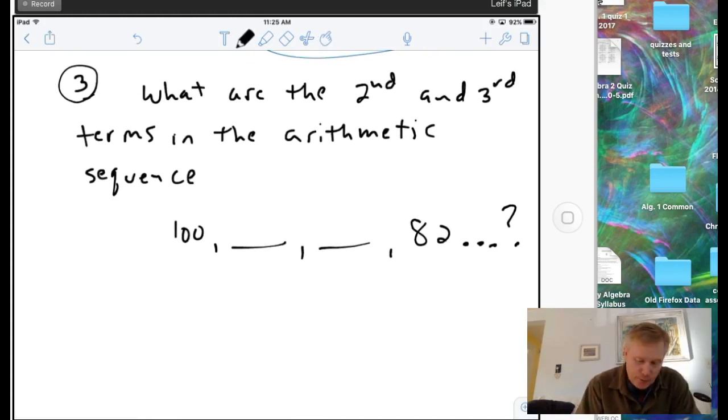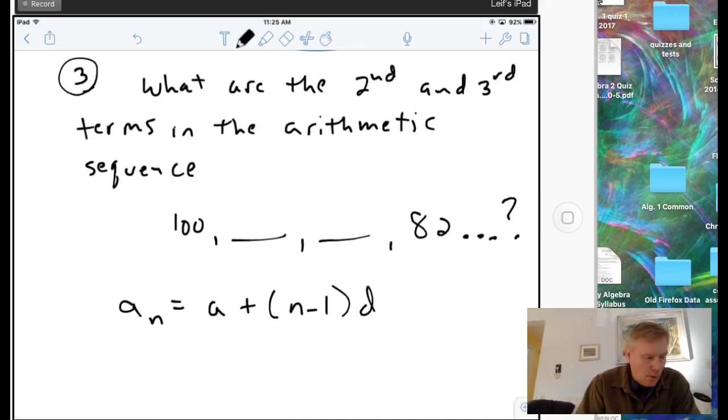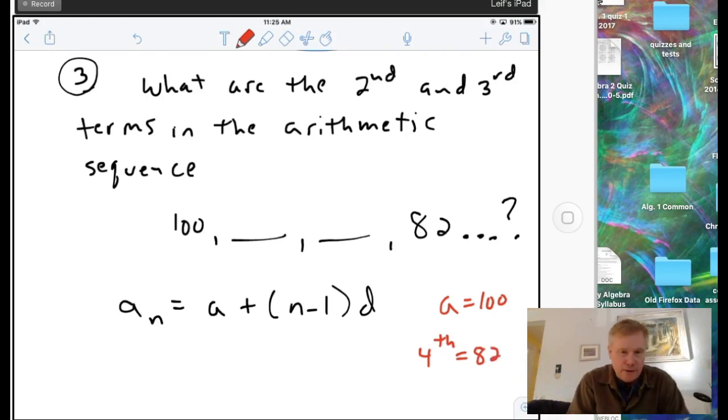So, I'm looking back at this formula for this one. Once again, A of n. If I have this formula, I can find out anything, if you have all the variables in the formula. It's really like the explicit formula. Now, I know that the first number in the sequence is 100. And I know the fourth number in the sequence is 82. So if I could find D, that would make it really easy.